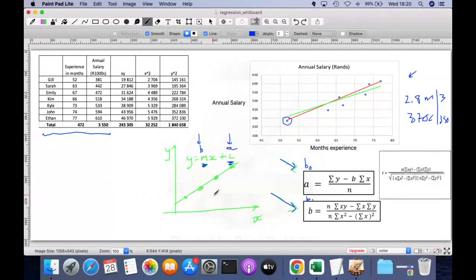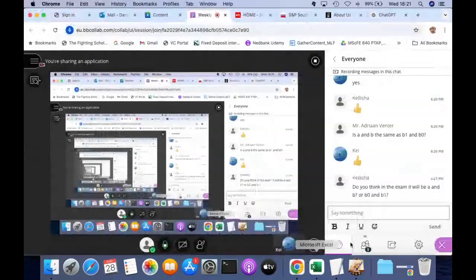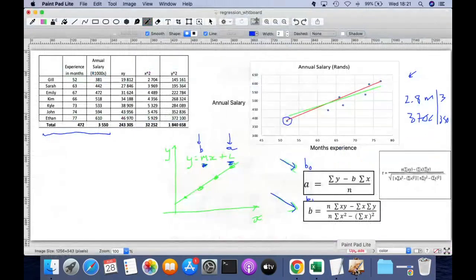All right, now that we know this, we're going to find the equation of this line, the best fit line. Another name for the best fit line is the line of least squares. In order to do it, do you have a question? In the exam, do you think it will be A and B or B0 and B1? Okay, Alicia, it depends on the formula sheet. It could be A and B, or it could be B naught and B1.